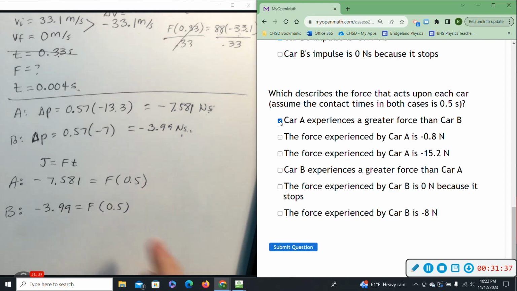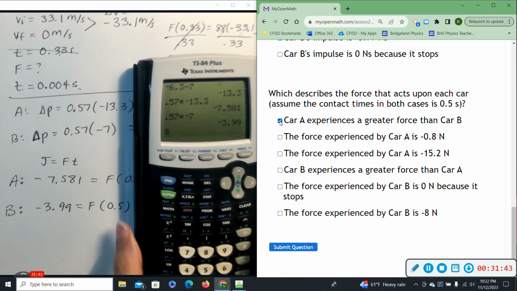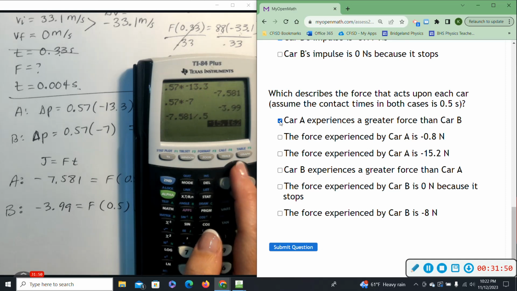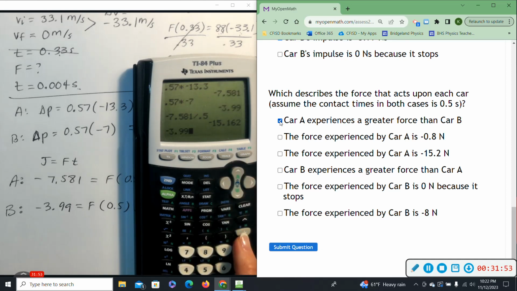In both cases, we're dividing by a half, which is the same thing as multiplying by 2. So let's go ahead and do that. Divided by 0.5, again the same thing as multiplying by 2. And then the same thing here, negative 3.99 divided by 0.5. Those are our two values. For car A, we got 15.162, which is this value here. For car B, we got 7.98, or 8 if we round it.